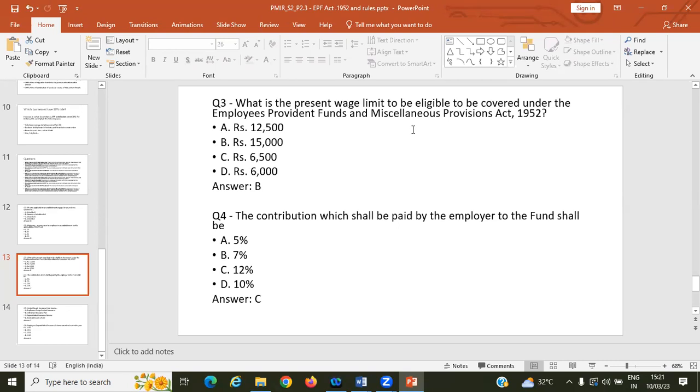Then the contribution which shall be paid by the employer and the fund shall be... This is the contribution rate. How much one person contributes. This one we studied, minimum 12%. 12% employee's contribution. The contribution which shall be paid by the employer to the fund shall be 12%.